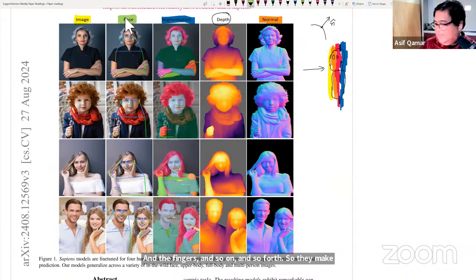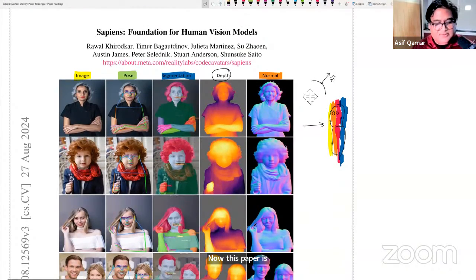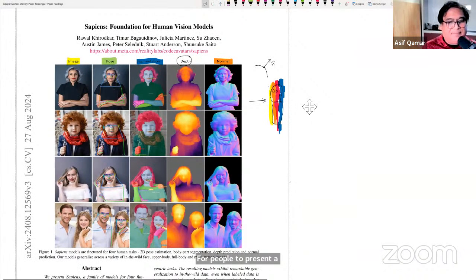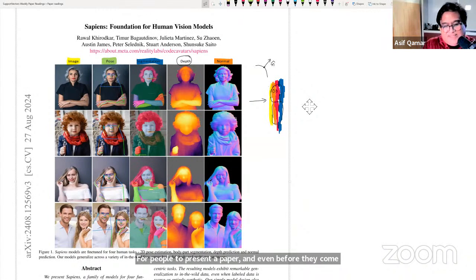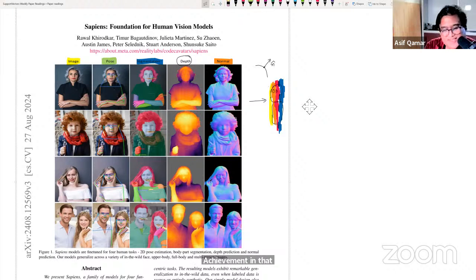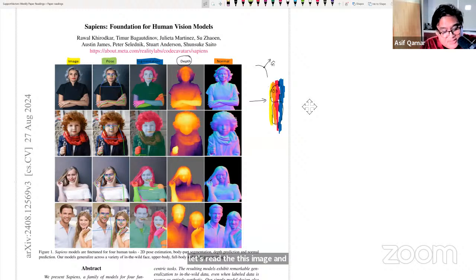Now, this paper is interesting, and it has become customary these days for people to present a paper, and even before they come to the abstract, to present their salient achievement in a figure that brings home the main message. I suppose it's an invitation to read the paper or realize its importance right away, the key contribution of the paper right away, which it does amazingly well. If you observe this paper, let's read the caption to the image.